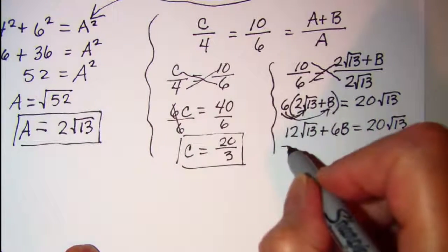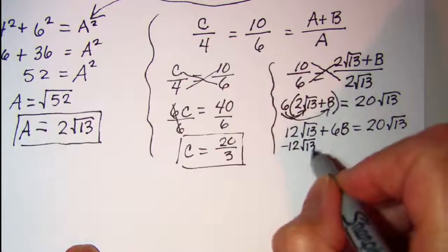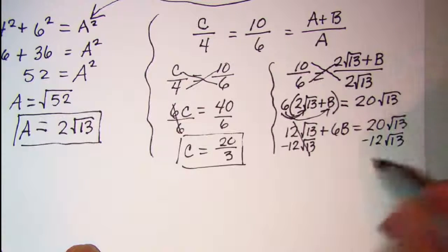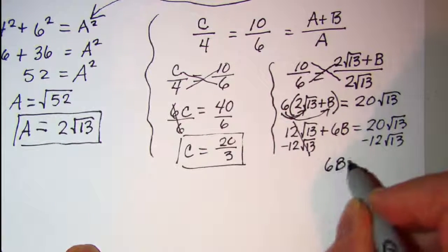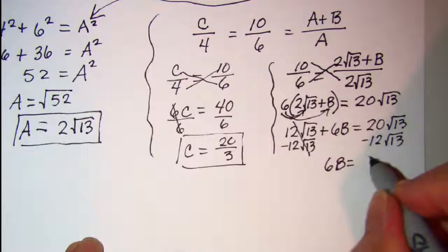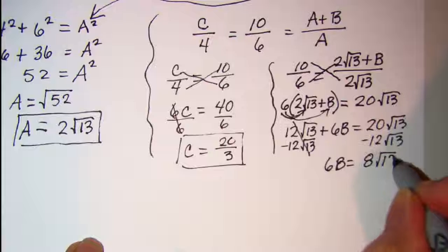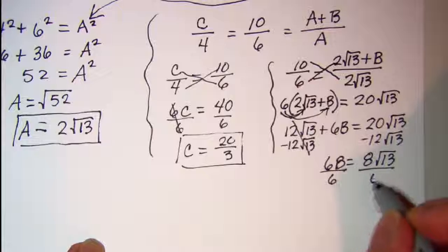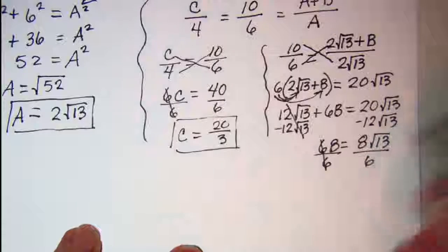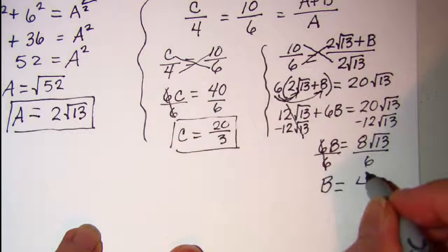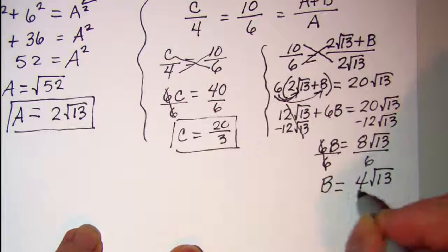And subtract 12 root 13 from both sides. So I have 6B is equal to 8 root 13. Divide both sides by 6. Cancel. And B is equal to 8 over 6 simplifies to 4/3. So 4 root 13 over 3.